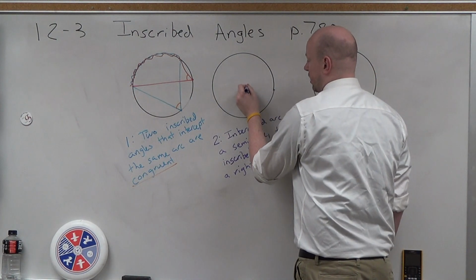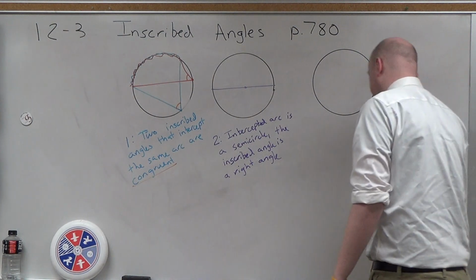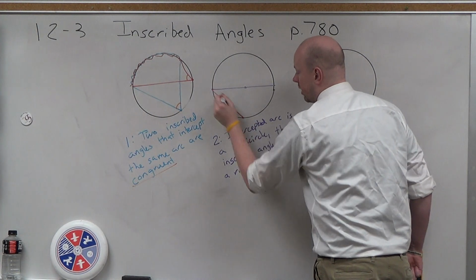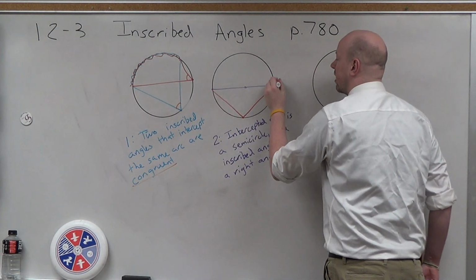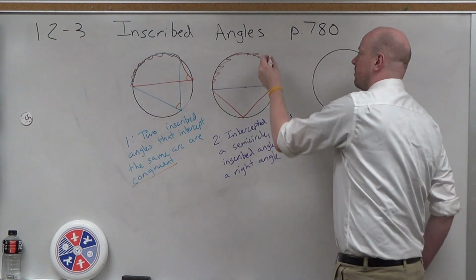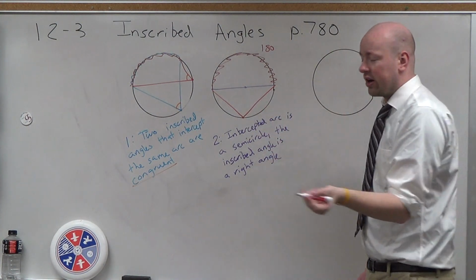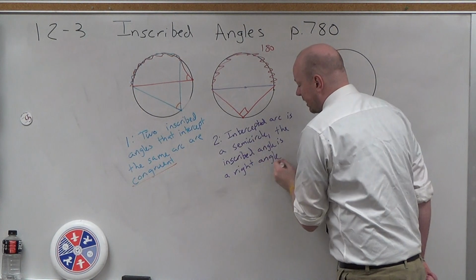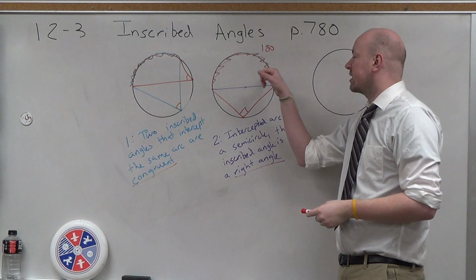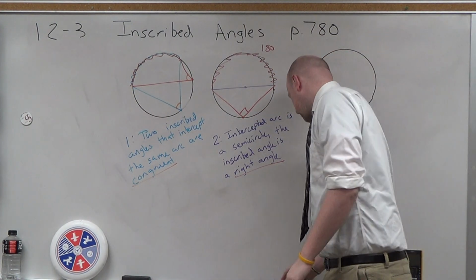So let's say I have a center of a circle and I have my diameter. If I have an angle and it intercepts that entire arc, well, that entire arc, if it's cut by a diameter, would naturally be 180, and if this angle has to be half of 180, it has to be a right angle. That's all it's saying: if the intercepted arc is a semicircle, which in this case it is, then the inscribed angle would be a right angle.